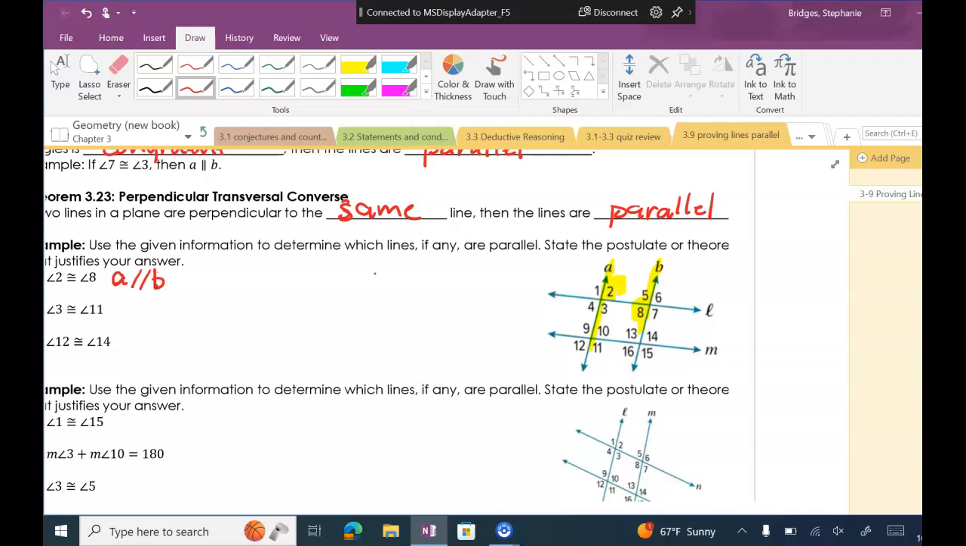Okay, so I want you to look at 3 and 11. Angle 3 and angle 11.